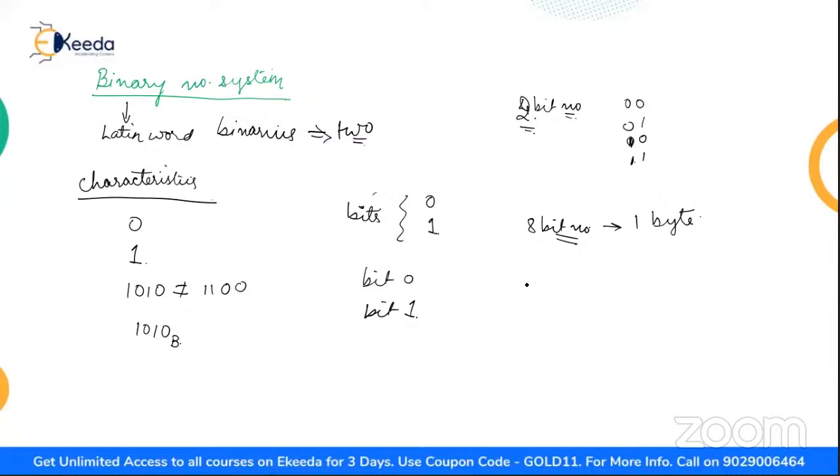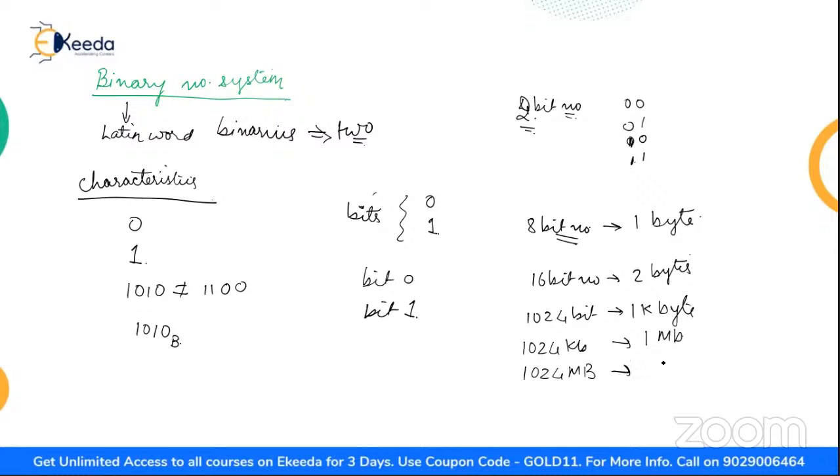A 16-bit number is 2 bytes. 1024 bytes is 1 kilobyte. 1024 kilobytes is 1 megabyte. 1024 megabytes is 1 gigabyte. 1024 gigabytes is 1 terabyte.